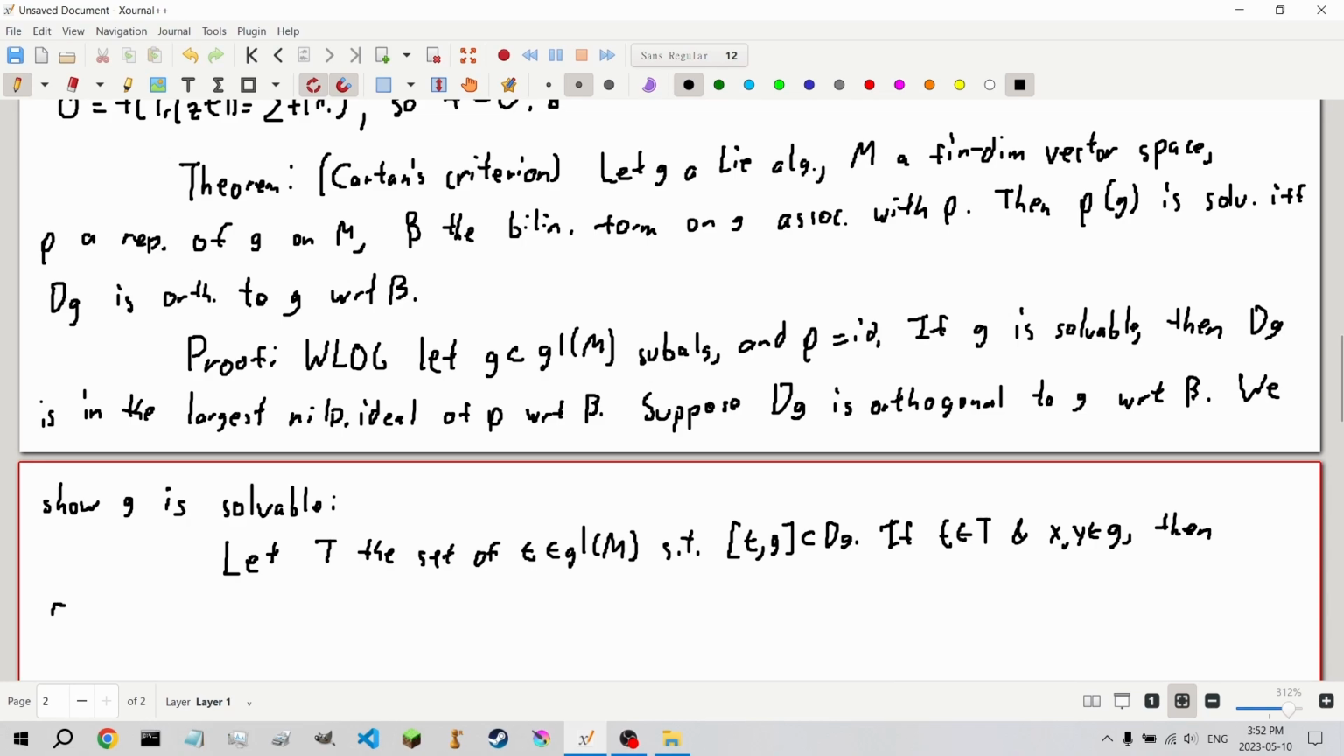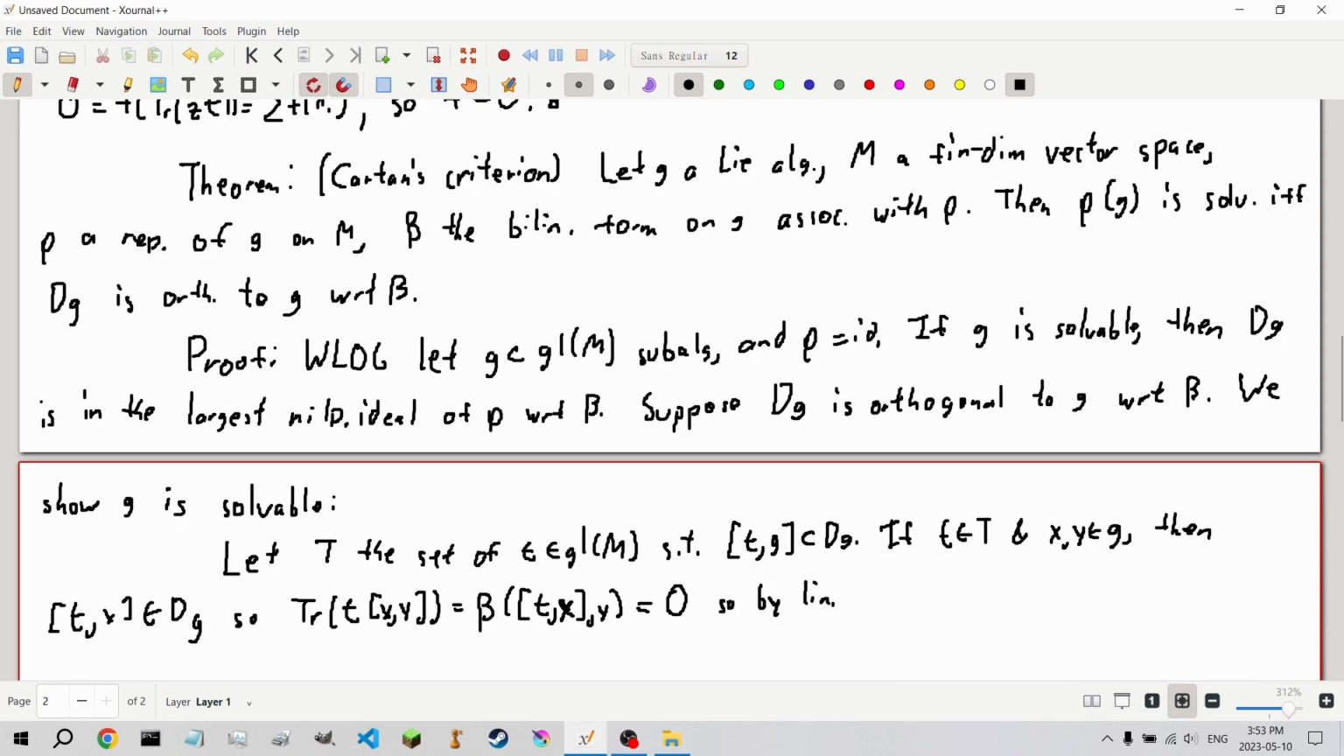then we have that the bracket of T and X must be within the derived algebra. So the trace of T times the bracket of X and Y is equal to the bilinear form of T on X with Y. But the left element is in the derived algebra, which is by assumption orthogonal to G, which holds Y. So this has to be 0. So by linearity, the trace of TU is equal to 0 for all U in the derived algebra of G.